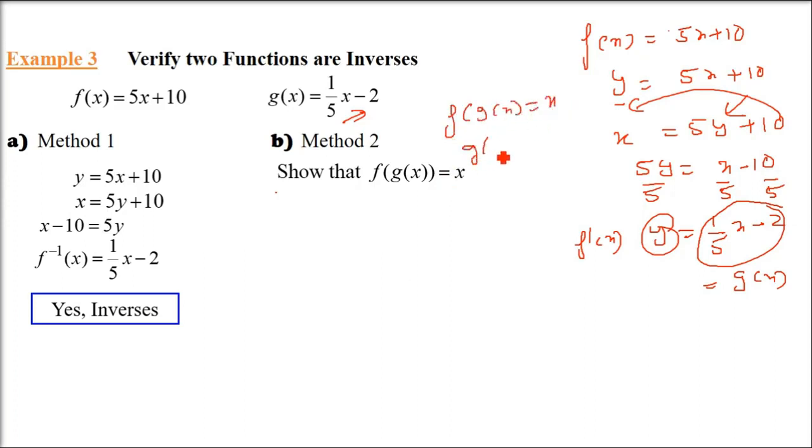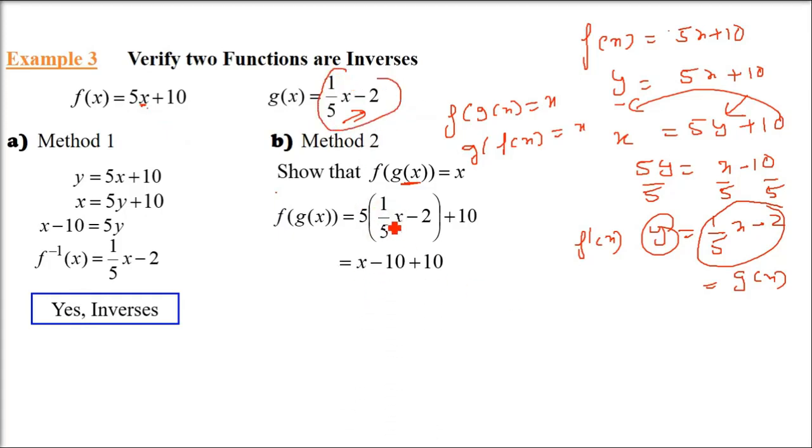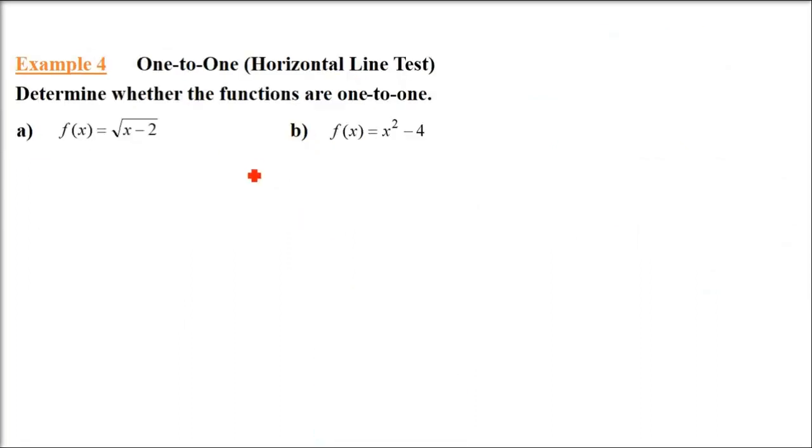That is, the composite f of g(x), (f∘g)(x) or (g∘f)(x), should give you x. So how do we do this? f of g(x), let us find out. Now take this g(x) and put it inside f(x). Take this x by 5 minus 2 and put it in the place of x in 5x plus 10. So when we solve this, 5 gets cancelled, it only remains x, 5 times 2 is 10, 10 gets cancelled, you get x. So this is x. Yes, they are inverses. You can check for g of f also.